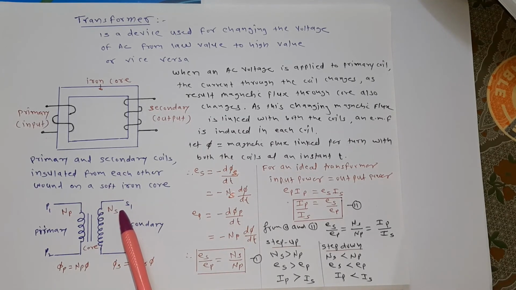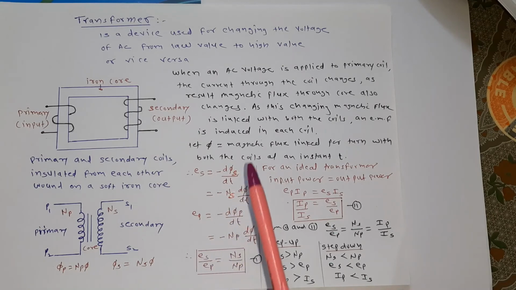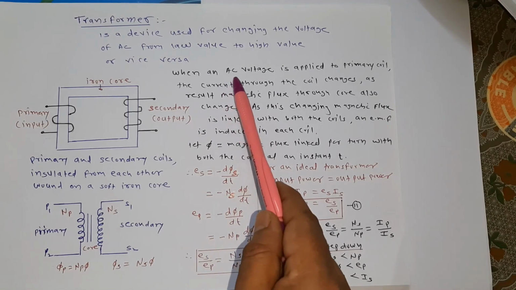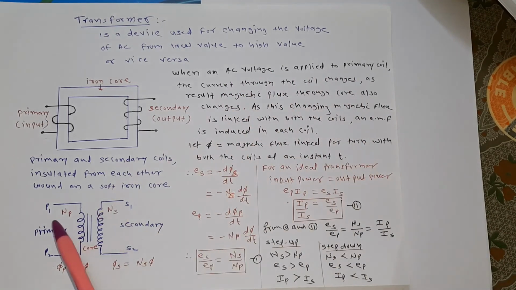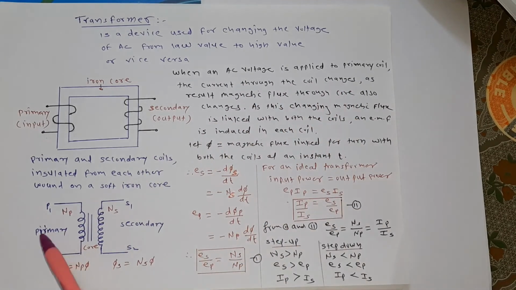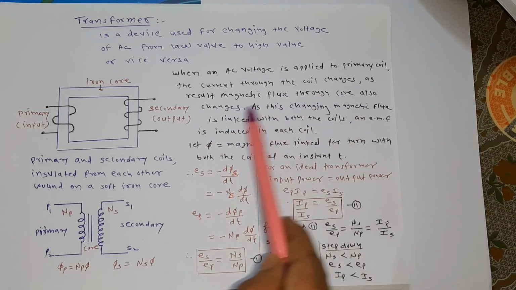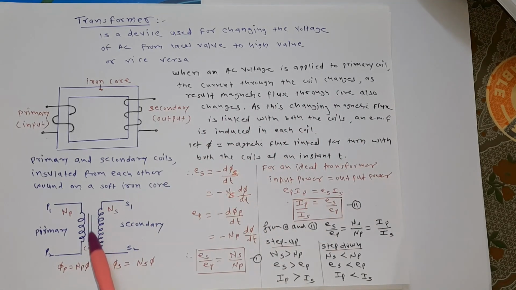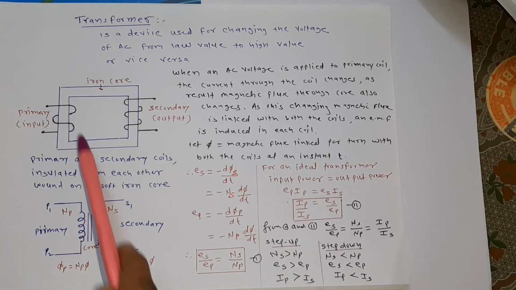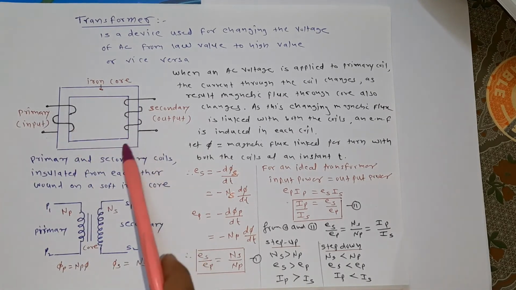That is mutual inductance. So as I said, a transformer is based on the mutual inductance concept. Here again, as AC voltage is applied to the primary coil, the current through this coil changes. The result is the magnetic flux through the core also changes. This is the core, diagrammatically, right? So the magnetic flux linked with this core also changes.